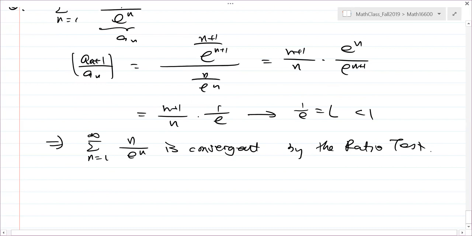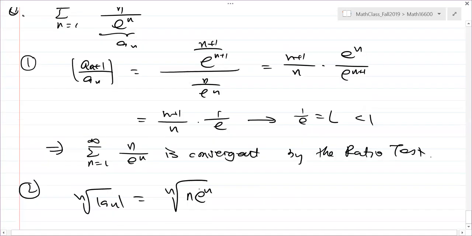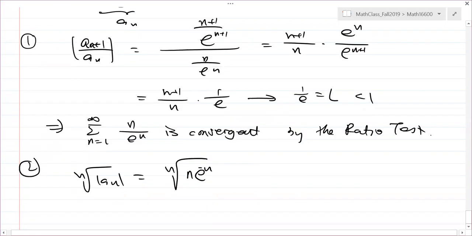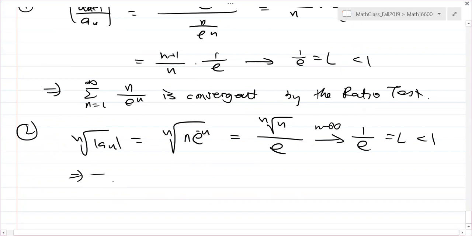But how about the nth root test? That's the second lesson. You look at this. This is going to be e to the negative n, right? So you will get the nth root of n divided by e. And clearly this approaches 1 over e as n approaches infinity. This is L, it's still less than 1. Then you conclude that this is convergent by the nth root test.